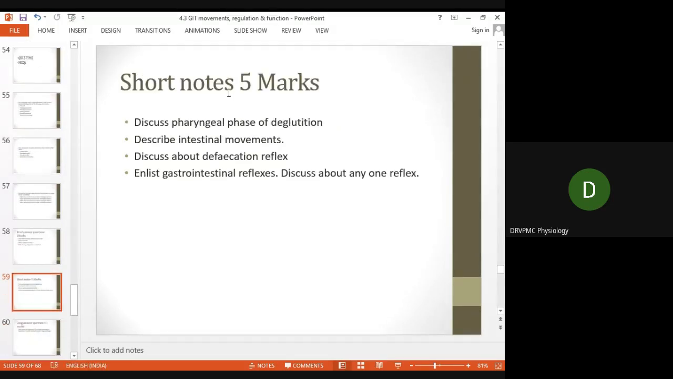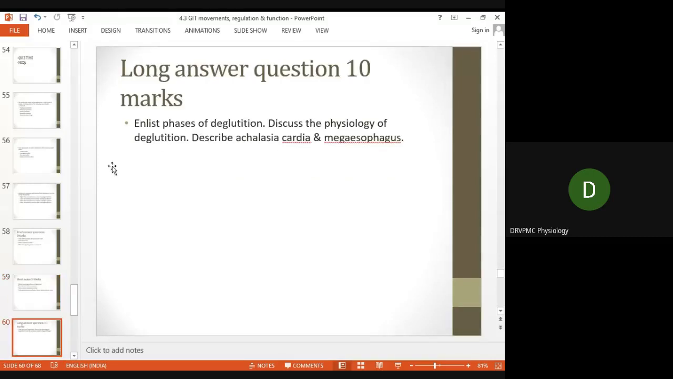Short notes or 5 marks: You can be asked to discuss the pharyngeal phase of deglutition. Describe different intestinal movements. Discuss the defecation reflex. In short, enlist gastrointestinal reflexes. Discuss any one reflex. Long answer question for 10 marks: Enlist the phases of deglutition. Discuss the physiology of deglutition. Describe achalasia cardia and megaesophagus.